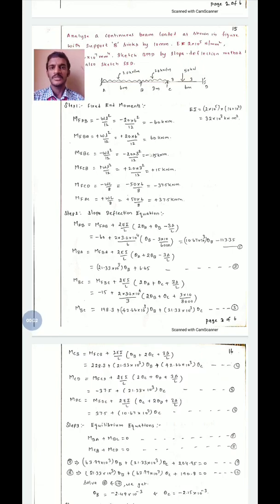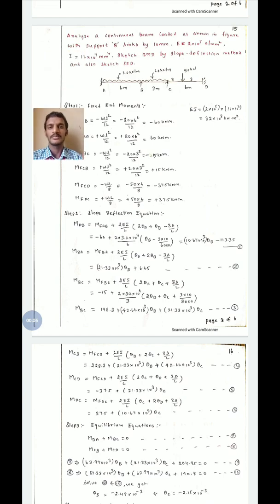Analysis of continuous beam with settlement case by using slope deflection method. Analyze a continuous beam loaded as shown in figure with support B sinks by 10 mm. In this problem they have given settlement only at B support. Other supports are considered as without settlement, as 0 mm.